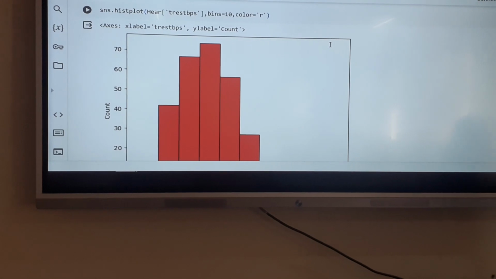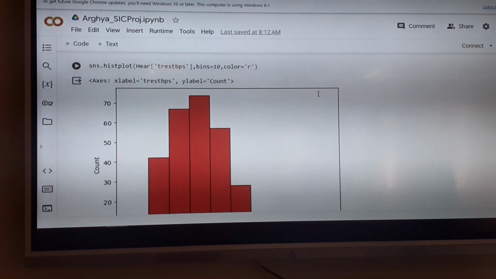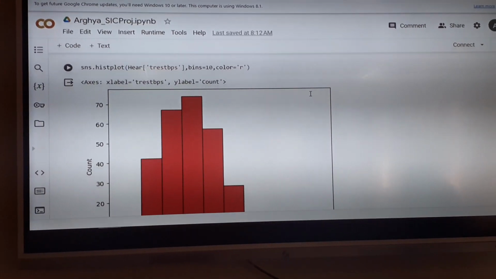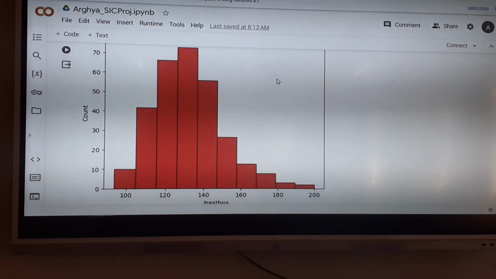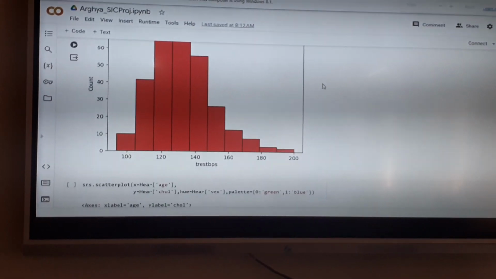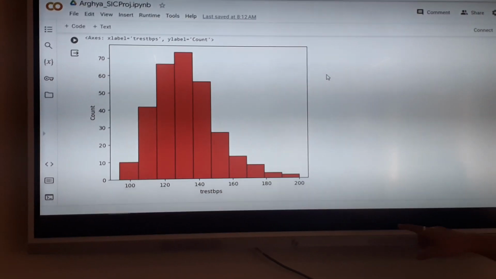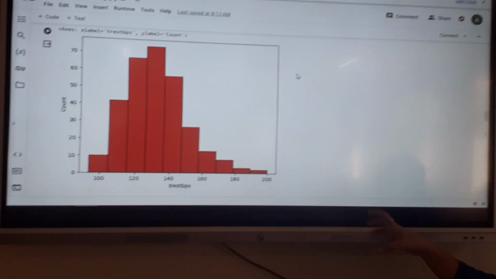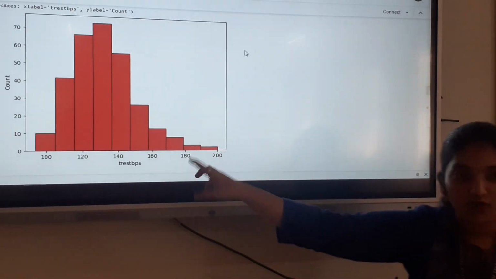Yeah, next is the hist plot, the histogram plot, and here again I have taken trestbps. Trestbps is the resting blood pressure. So we can see that when the blood pressure is between 120 to 140, the count is high. That is the bar graph, you can see that it is the highest for that interval.